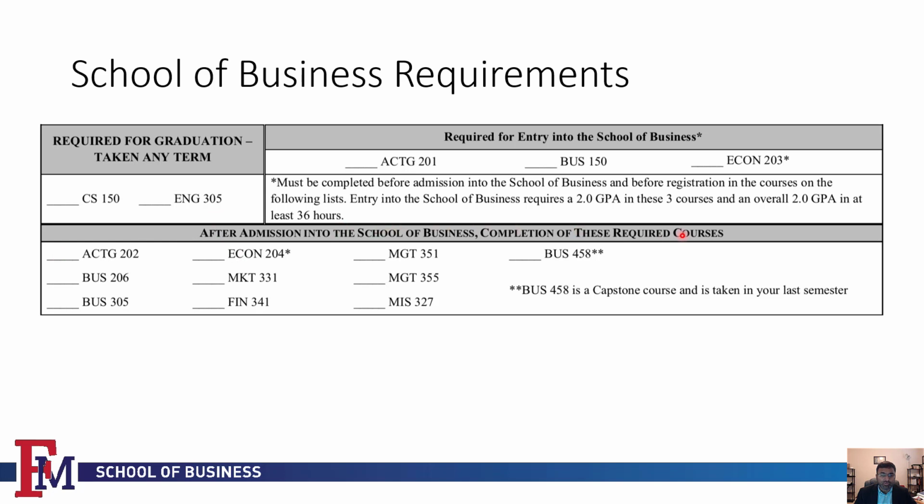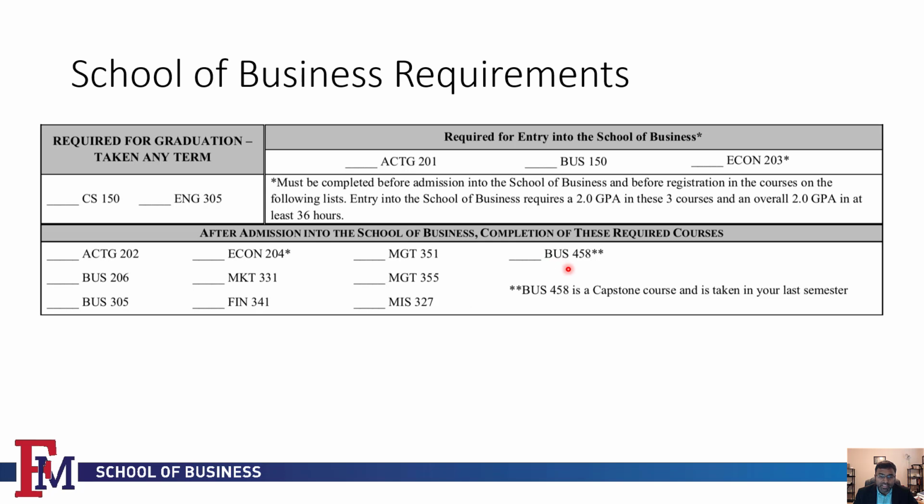After admission into the School of Business, you have a second accounting class, business law, business stats, marketing, finance, your HR class, your supply chain class, and your MIS class. These 9 classes give you an idea about the different majors available in the School of Business.